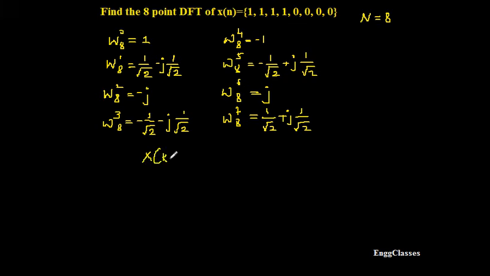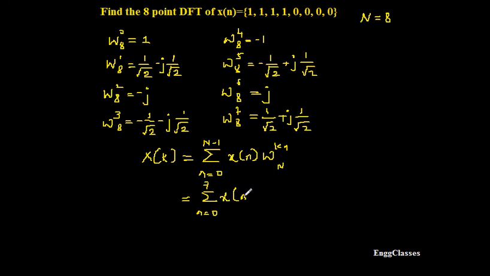DFT of a sequence x of n is represented as X of k. For this we have the formula: summation n equal to 0 to N minus 1, x of n, W N to the power k into n. So this is the formula to find the DFT of any sequence. In this expression I'll put the values: summation n equal to 0 till N minus 1. Capital N is 8, 8 minus 1 is 7, so I'll put 0 to 7, x of n, W8 to the power k into n.